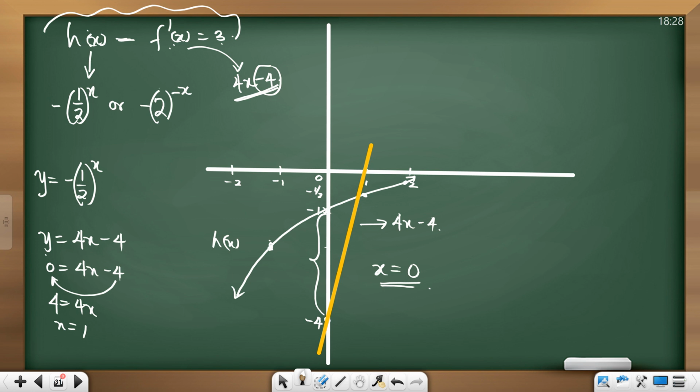Did this make sense? Those of us at home? That we are looking for where the difference between the graphs is what? 3. And it makes sense. Go to that equation and substitute 0. You're going to get what? 3. So please, let's learn to be creative when it comes to mathematics. That's what math is all about.